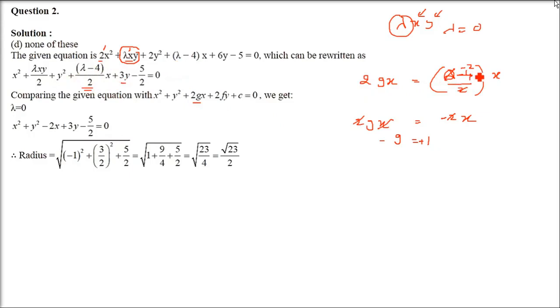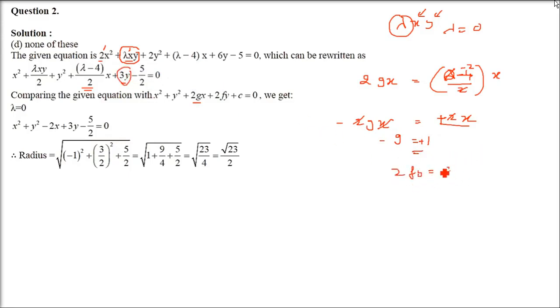So now 2gx we compared. Now is the turn for 3y. We will compare this 3y with 2fy in order to know the f. Same discussion. You can find minus f, you can find f, doesn't matter, because center is not been asked.